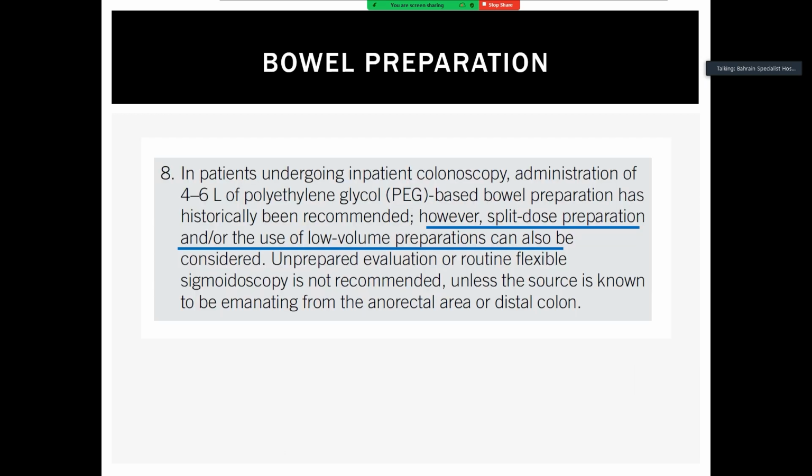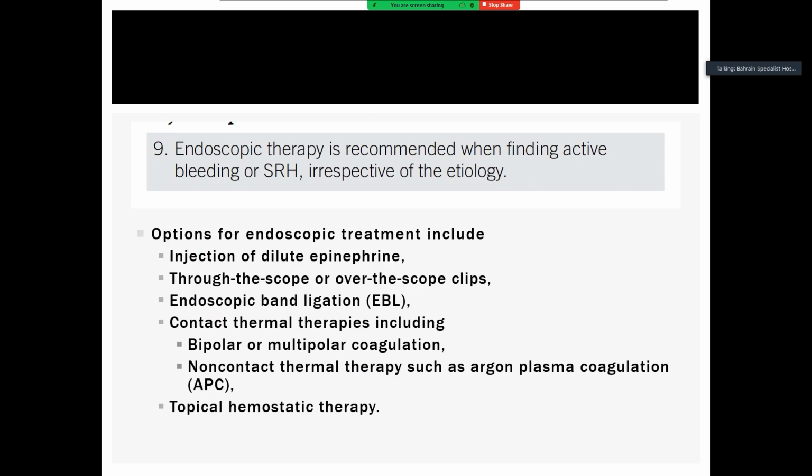Regarding preparation, previously it was a large volume, 4 to 6 liters, of PEG-based bowel preparation. Now they are focusing on the split dose or low volume, which we regularly use in our patients for PEG preparation. They do not recommend endoscopy in patients who are unprepared, or only sigmoidoscopy, unless we know that the bleeding site is only the endorectal area or distal colon. Otherwise, we need to prepare and see the complete colon for the source of the bleed.